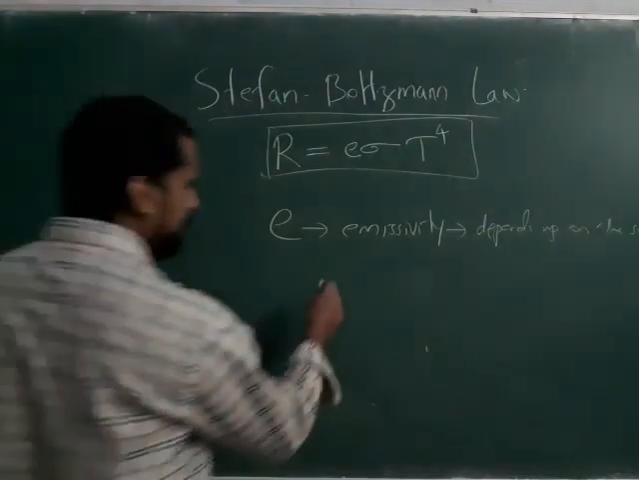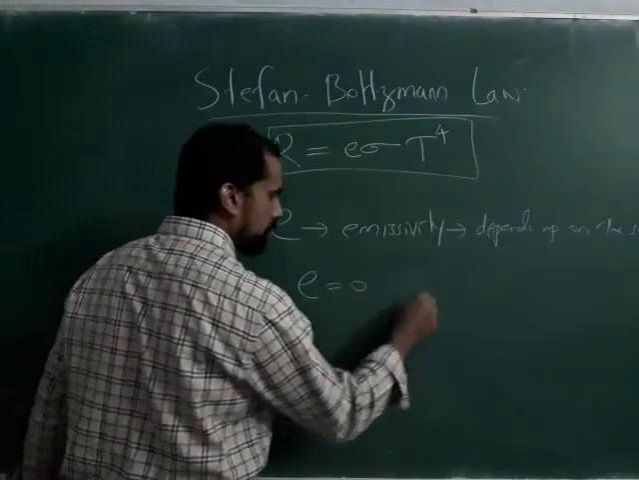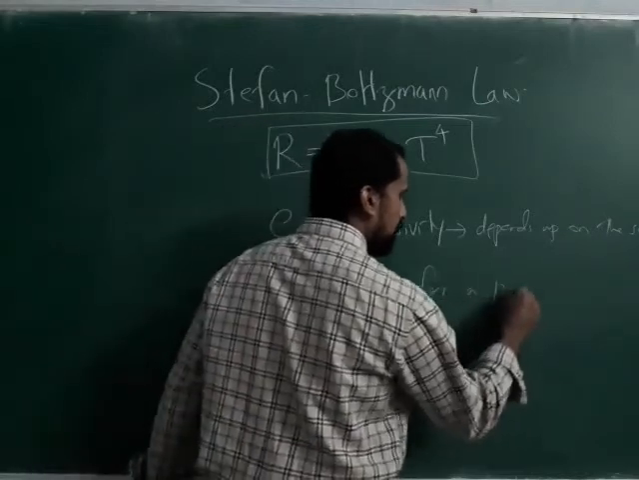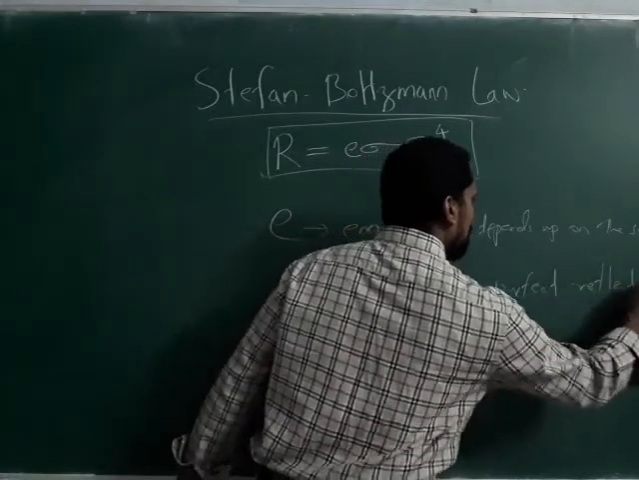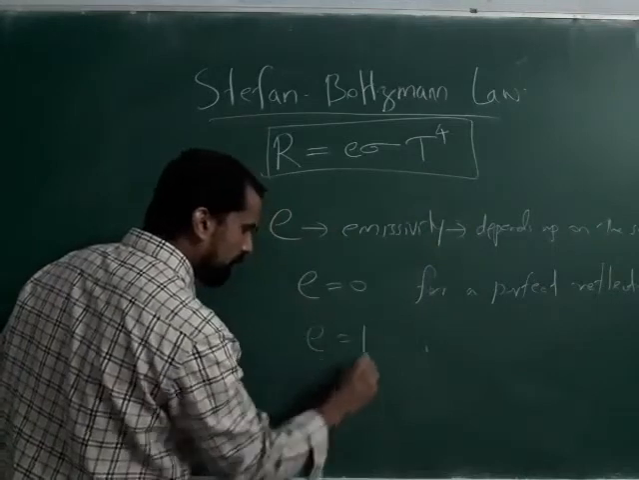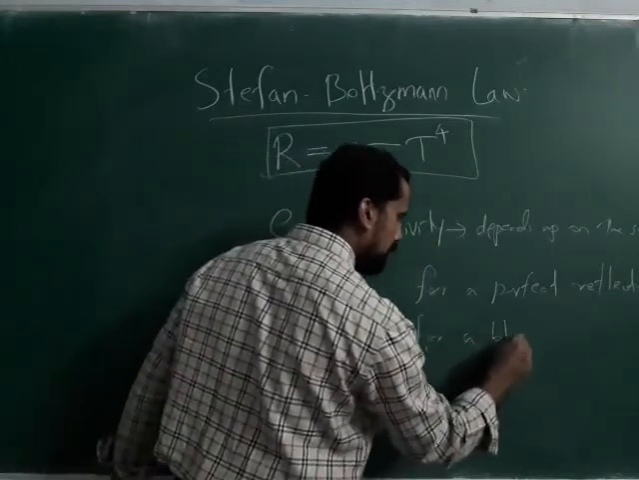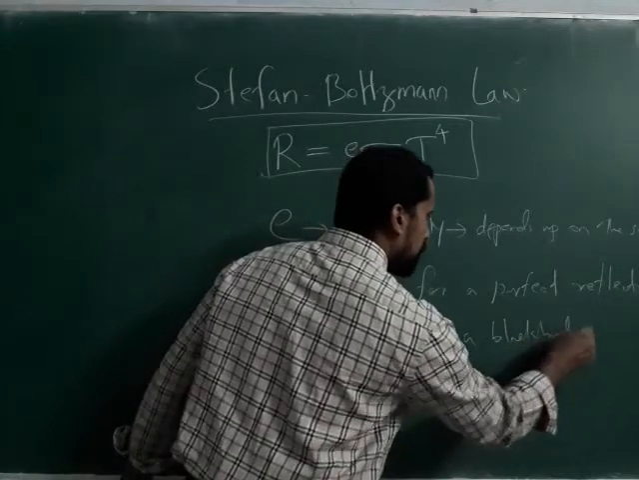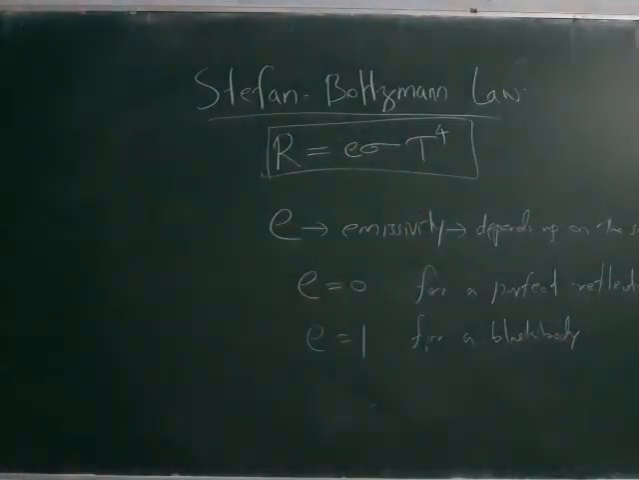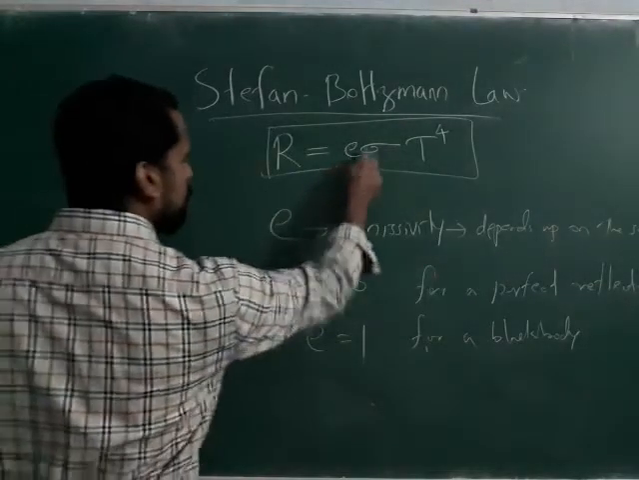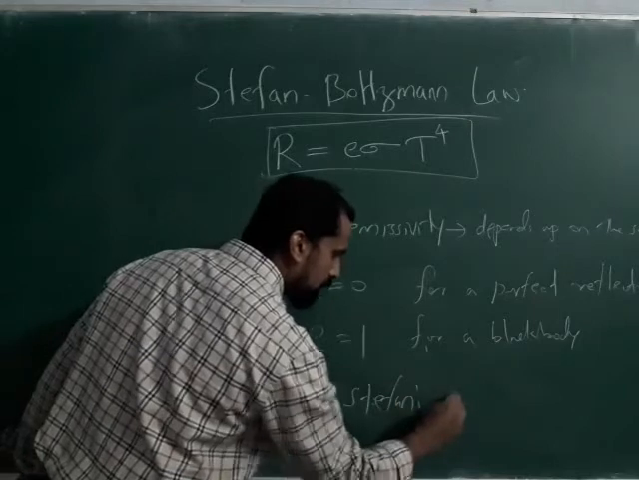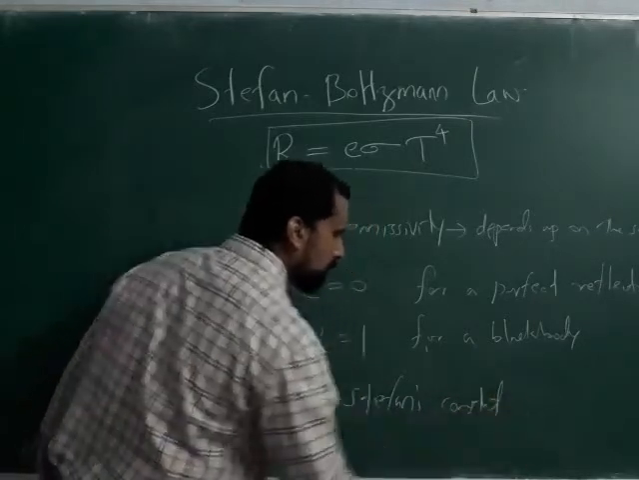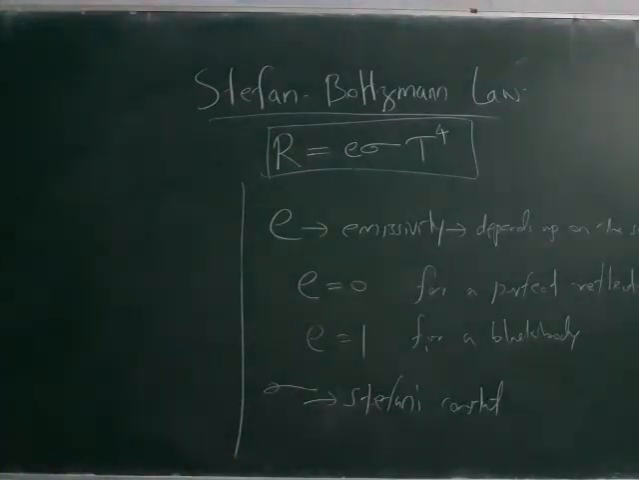It takes the value E equal to 0 for a perfect reflector, and E equal to 1 for a black body. So these are the values, and the Stefan-Boltzmann constant, or Stefan's constant sigma, here this sigma is called Stefan's constant.